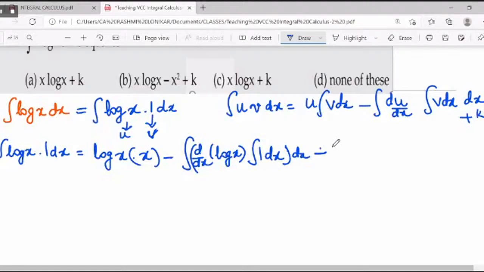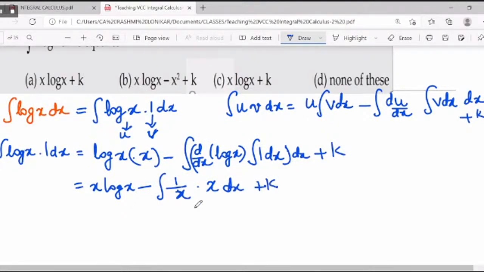So this is equal to x log x minus, the derivative of log x I know is 1 upon x, and the integration of 1 dx is x, dx plus k. Now this x will cancel with this. So what do I have? Again, I have the integration of 1 dx. What is the integration of 1 dx? It is x. So this is equal to x log x minus x plus k.